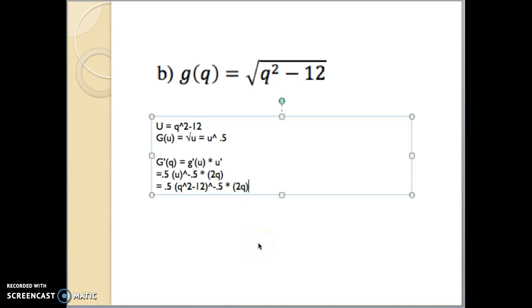The software I have doesn't really allow me to write that a little cleaner, but I think with the q caret 2 you can kind of see what the pattern is here.